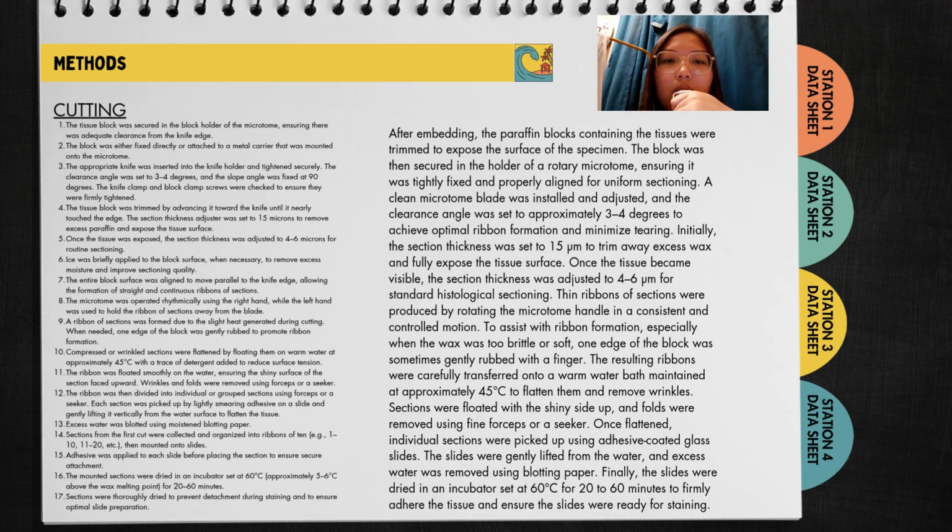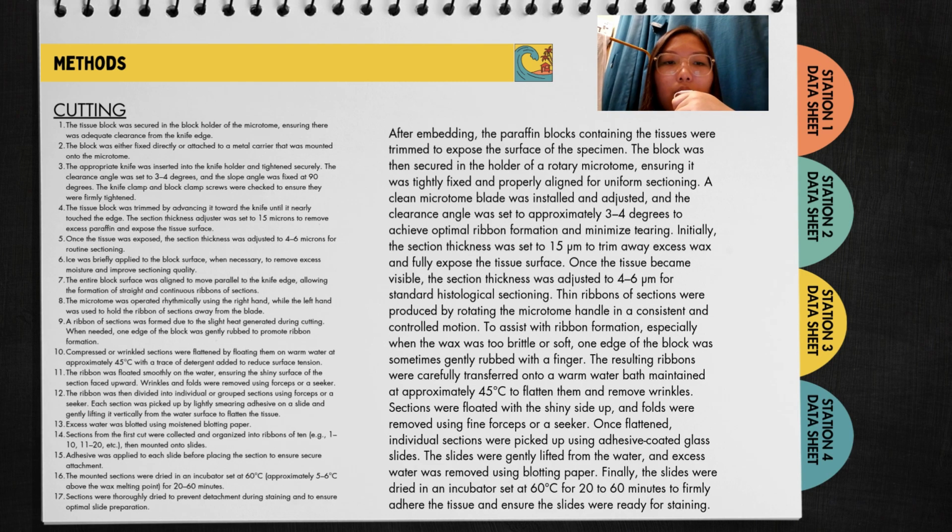Initially, the section thickness was set to 50 micrometers to trim away excess wax and fully expose the tissue surface. Once the tissue became visible, the section thickness was adjusted to 4 to 6 micrometers for standard histological sectioning. Thin ribbons of sections were produced by rotating the microtome handle in a consistent and controlled motion. To assist with ribbon formation, especially when the wax was too brittle or soft, one edge of the block was sometimes gently rubbed with a finger.